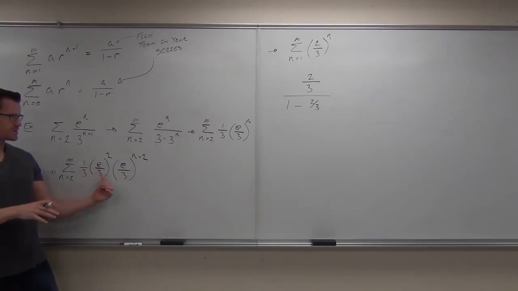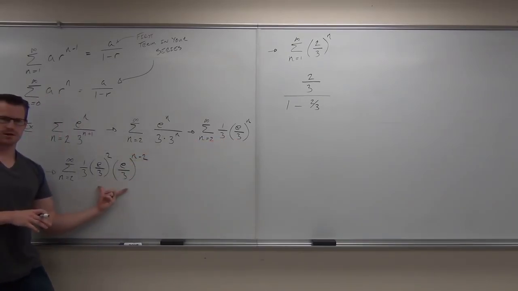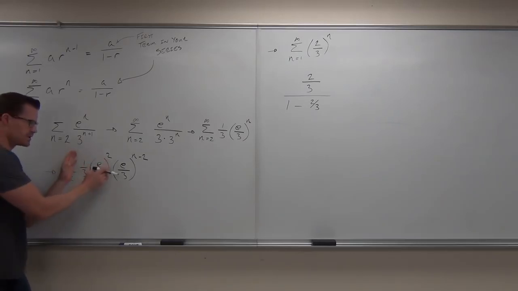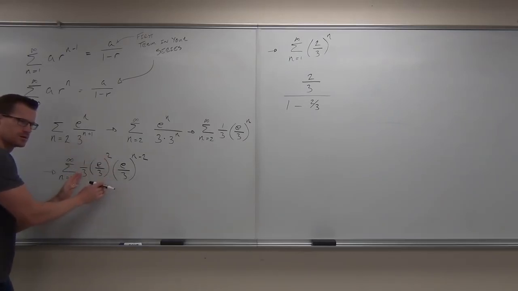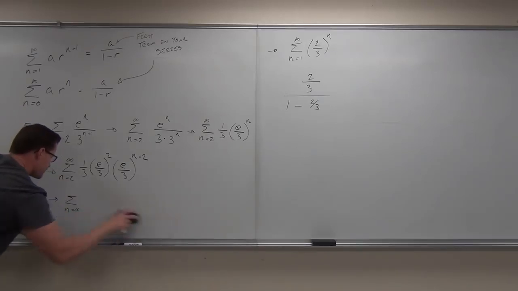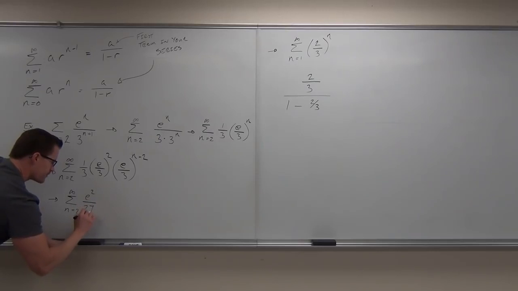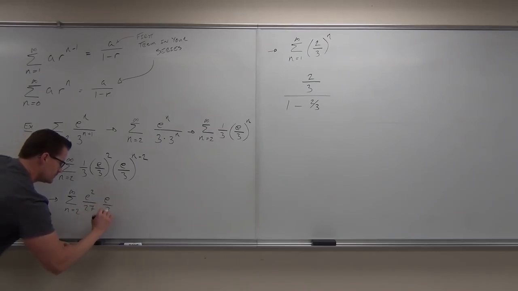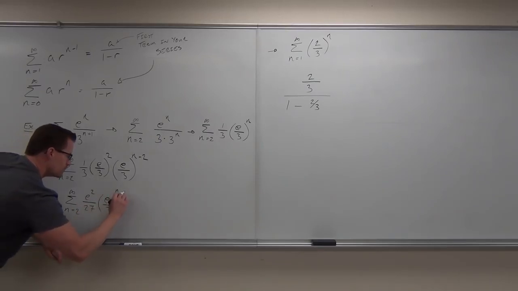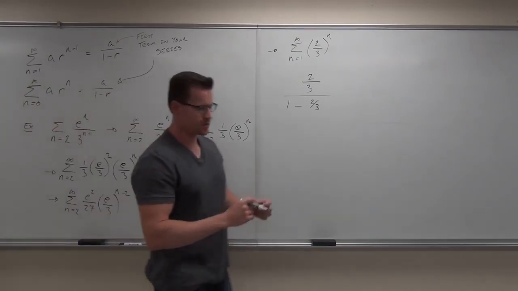I'm curious, do you see that this is the same thing as this? Do you see that? Yes. Do you see that this whole thing's a constant? That would be n equals 2 to infinity. This would be e squared over 27. Verify that for me, please. This would be e squared over 27.